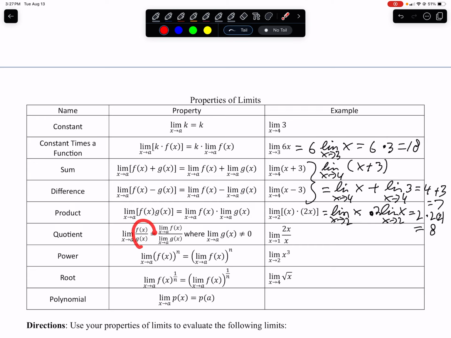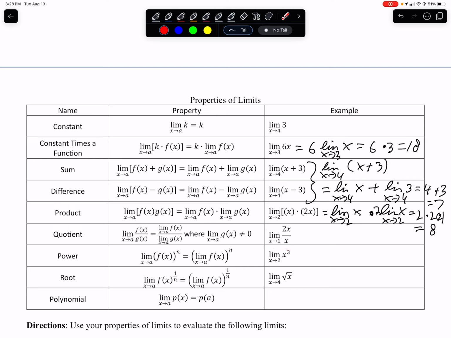So what do you do for a limit of a function divided by a function? Lo and behold, you're allowed to take the limit of the top function, take the limit of the bottom function, then divide them, as long as the bottom limit is not 0. If the bottom limit is 0, no bueno. Bad things happen. So very quickly, I have a simple quotient. There's a top function, the bottom function.